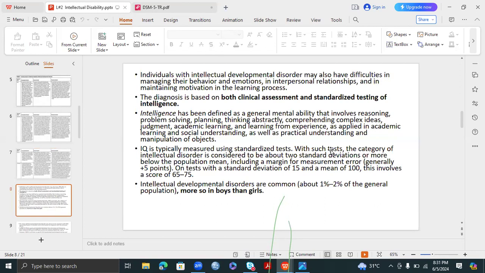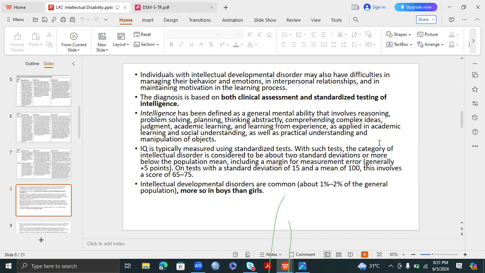Here comes how we have to diagnose them. We have studied the criteria. Individuals with intellectual disability may have difficulties in managing their behaviors. We have studied that they would be very much unable to manage their emotions, their interpersonal relationships, or their learning processes as well. But you have to understand that your diagnosis should be based on both clinical assessment and standardized testing of intelligence.